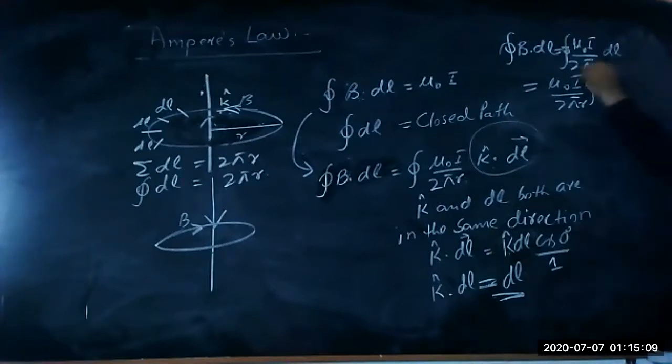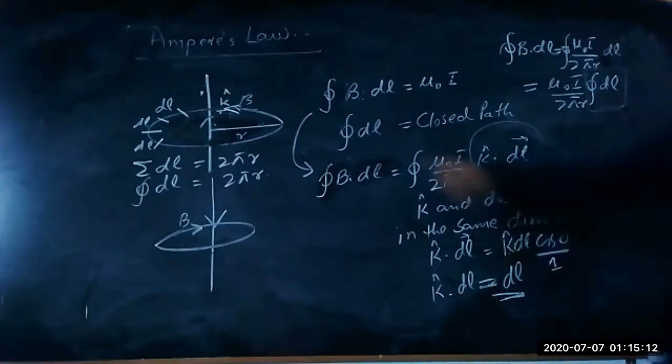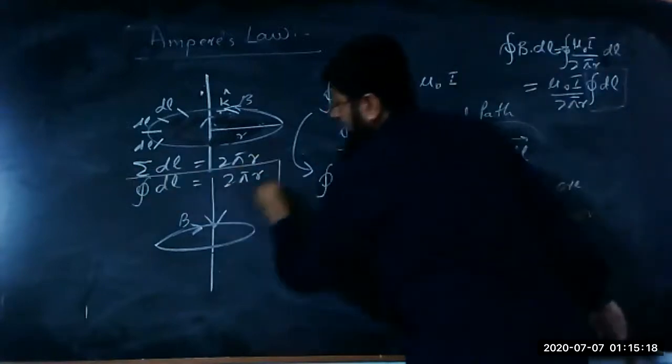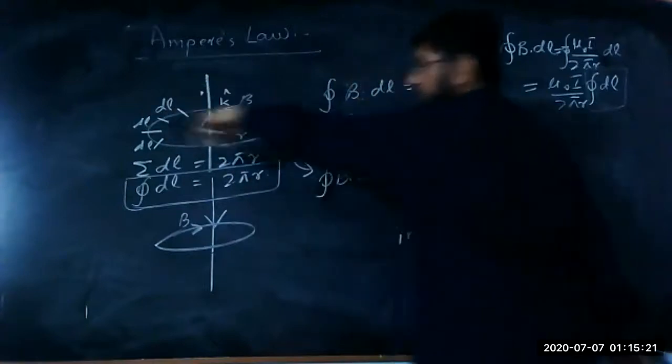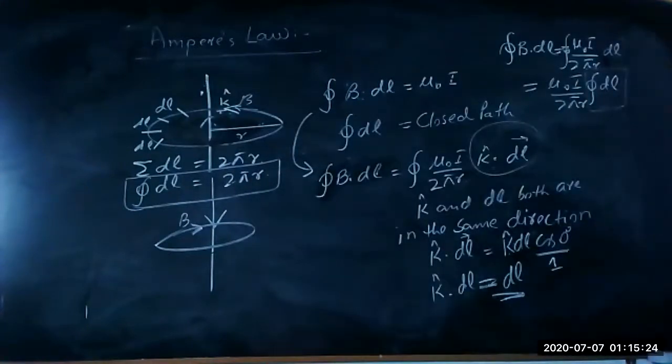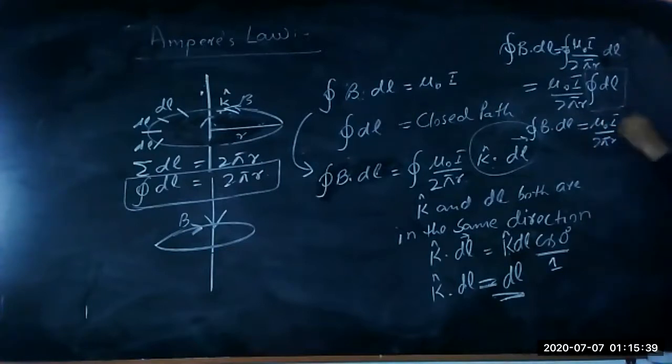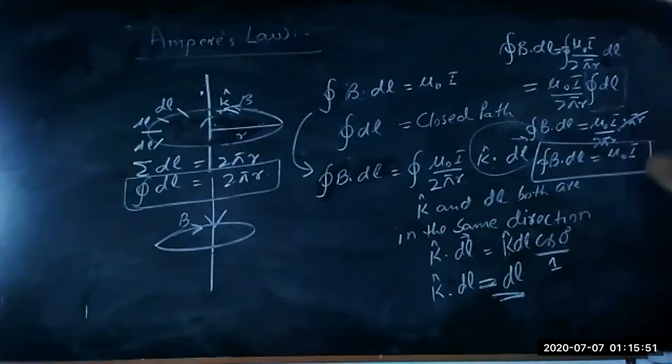The integral over dl gives you the 2 pi r. Here we have seen that dl is the total length, which gives you the circumference of the circle. So if you substitute 2 pi r over there, B dot dl is equal to mu naught I over 2 pi r into 2 pi r. So they cancel, and B dot dl is equal to mu naught I. This is known as Ampere's law, which we have discussed.